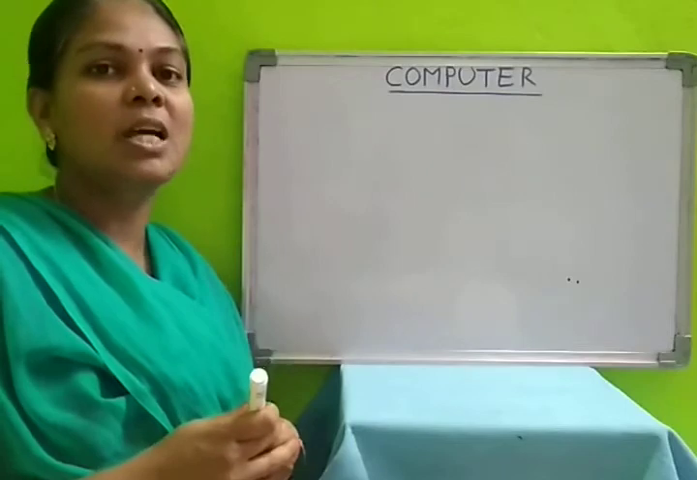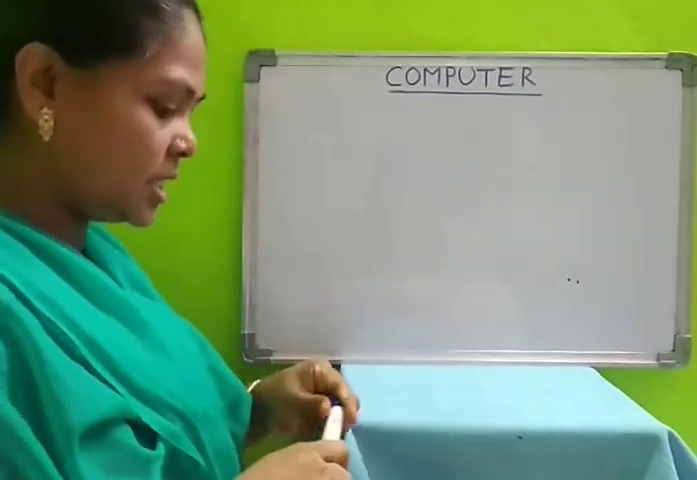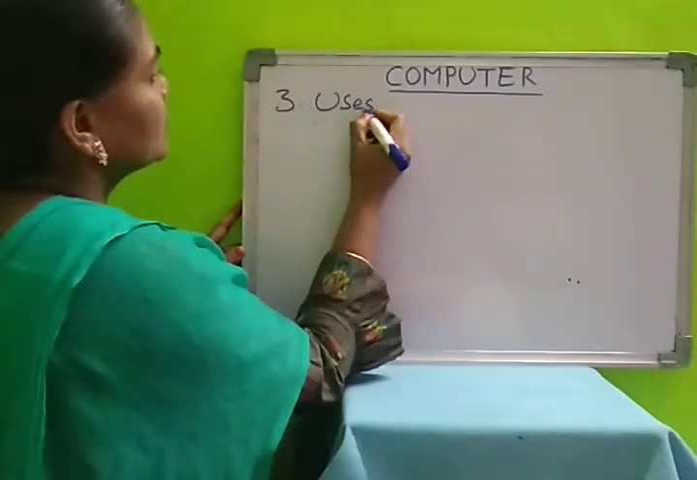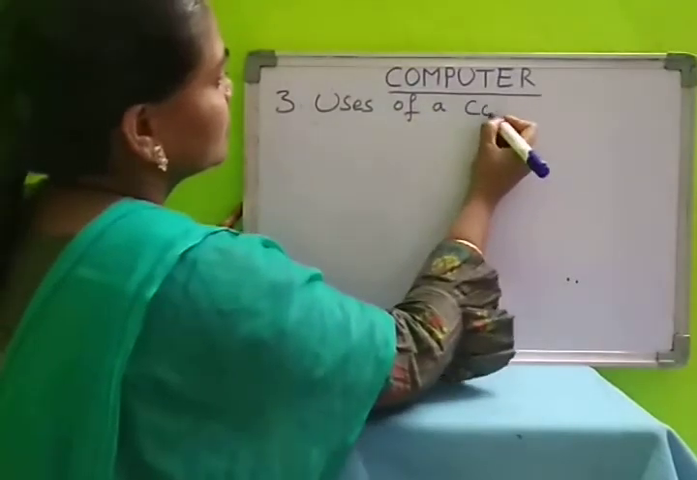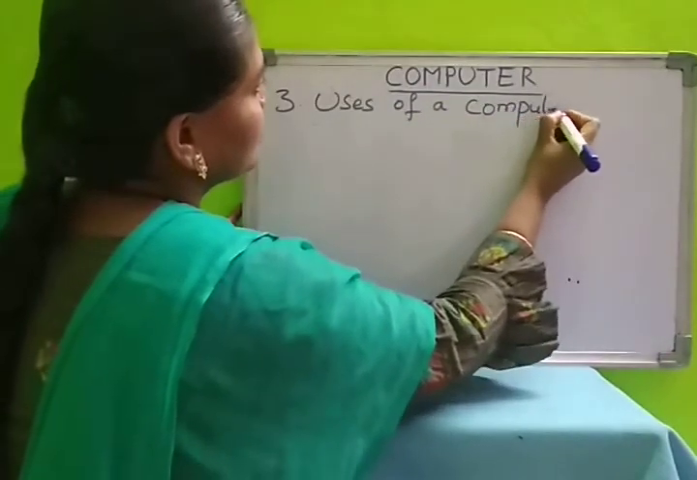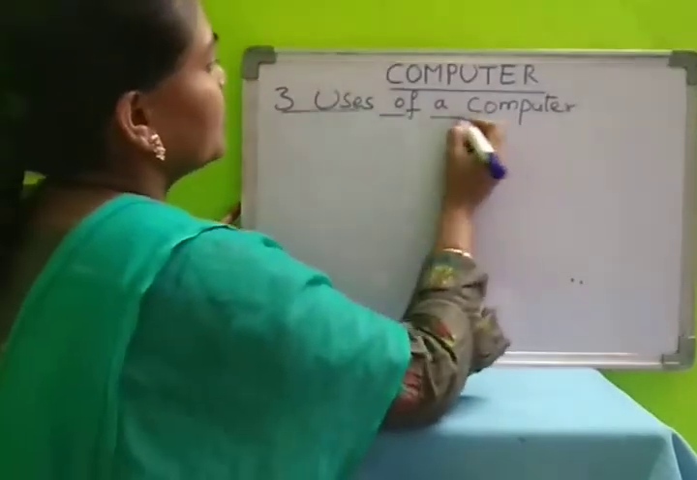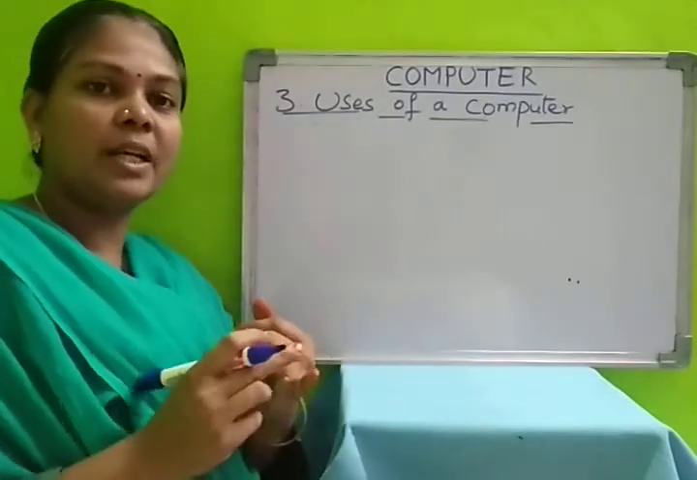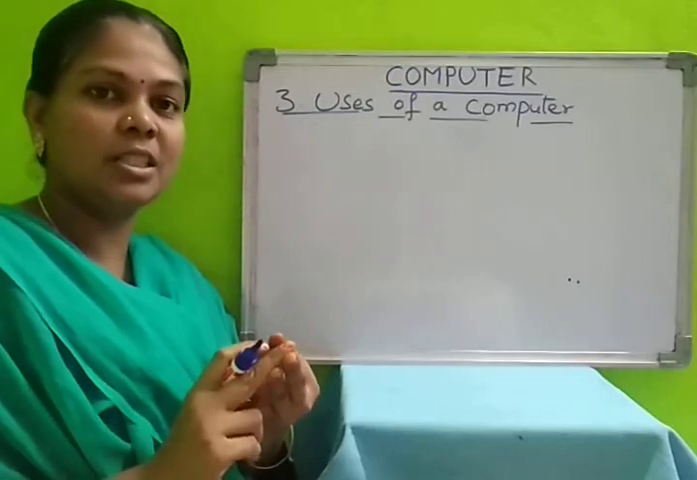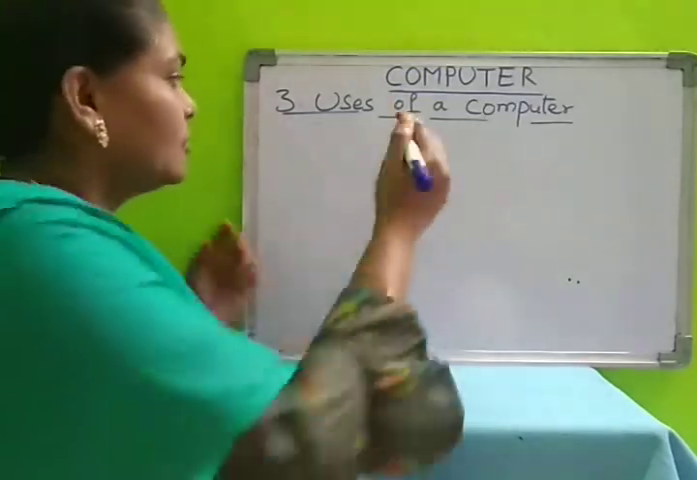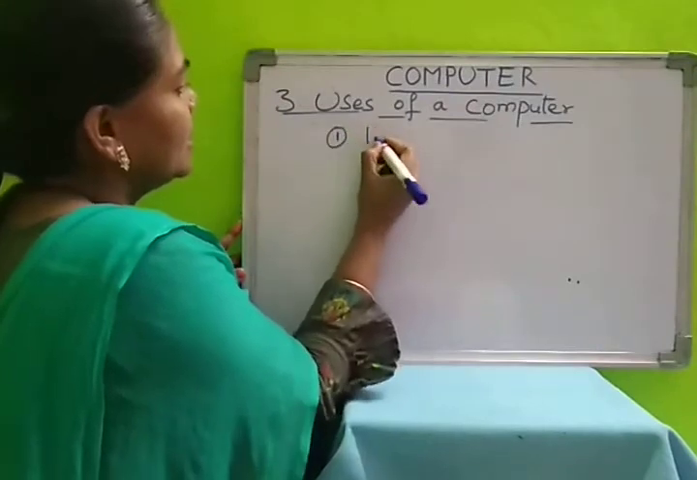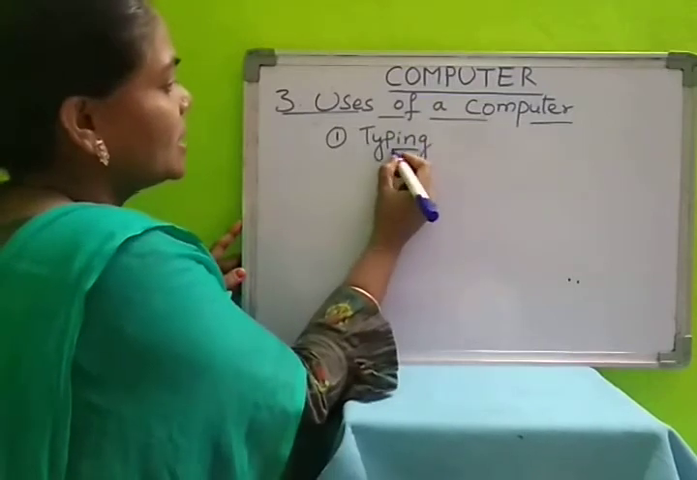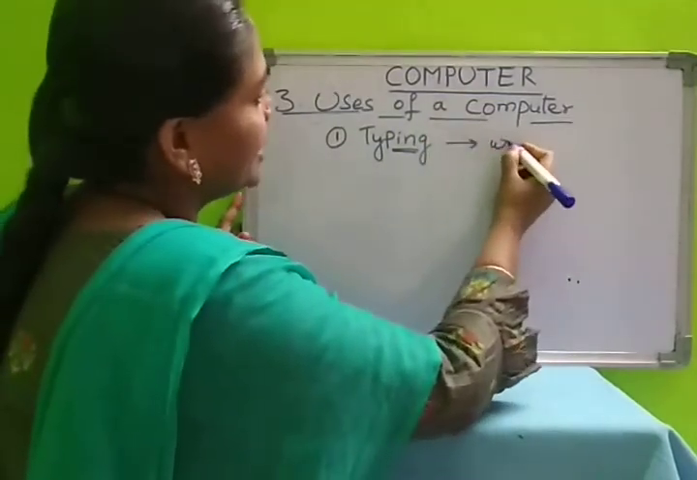Now we will learn what are the uses of a computer. So our third lesson is uses of a computer. So using the 4 parts, what can we do? Using the keyboard, we can type. We can type letters, numbers, special characters, isn't it? The first use is typing. The process of writing from the keyboard is called typing.